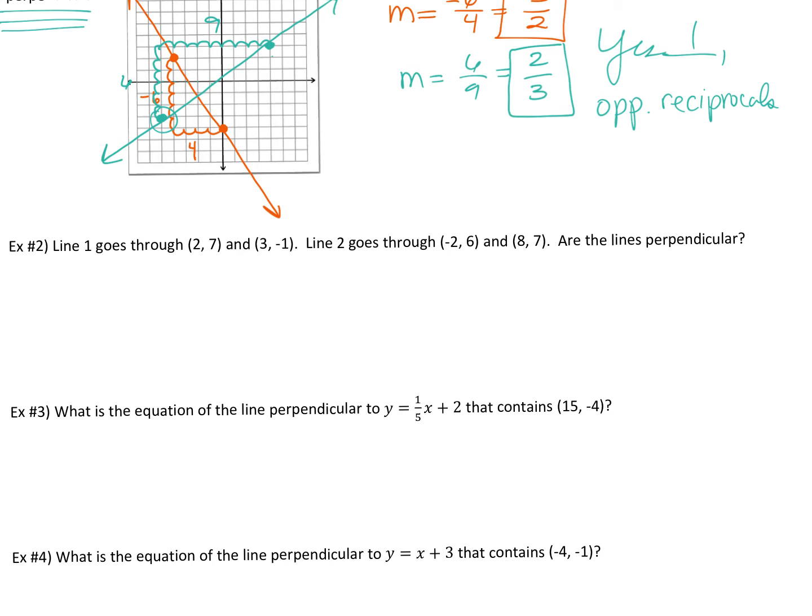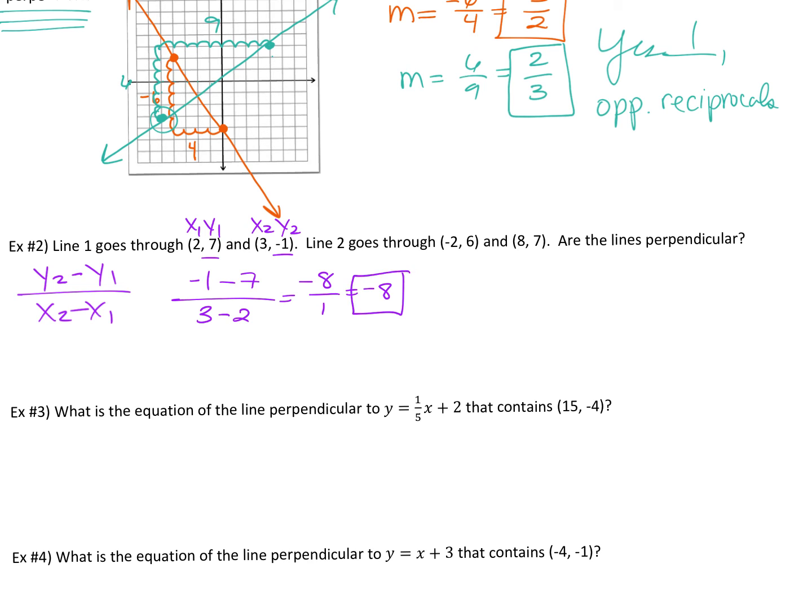Much better. Find the slope. Yep. How do you find slope? So we're going to go y2 minus y1 over x2 minus x1. So for this one, and again, label them. It's so helpful if you have them labeled x1, y1, x2, y2. So it's -1 minus 7 over 3 minus 2, which is -8 over 1, which is just -8.